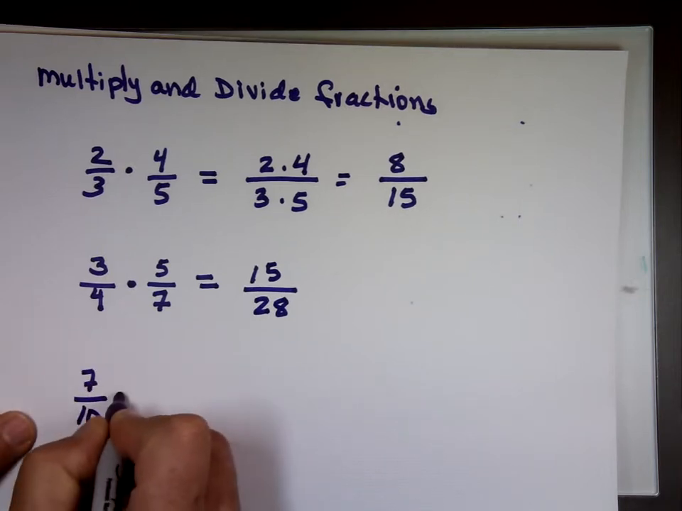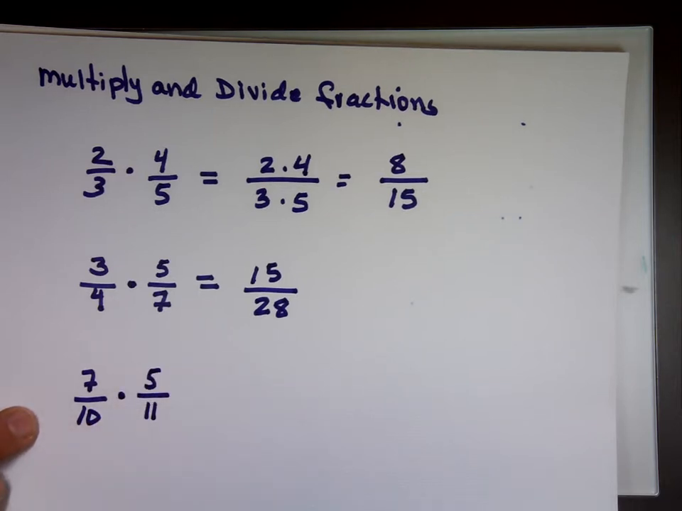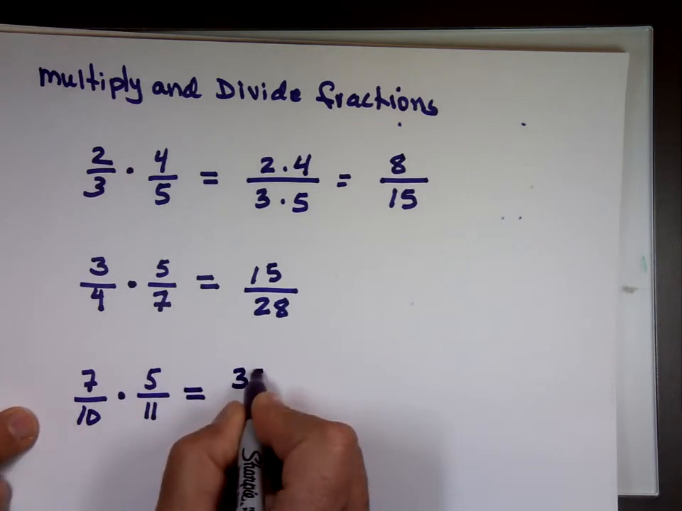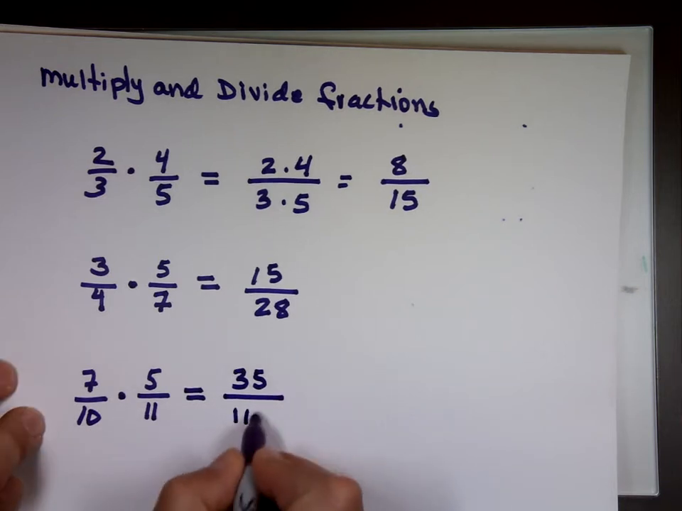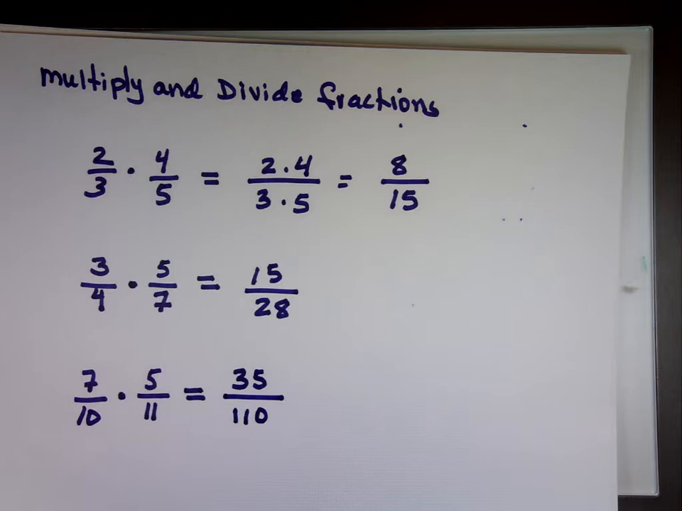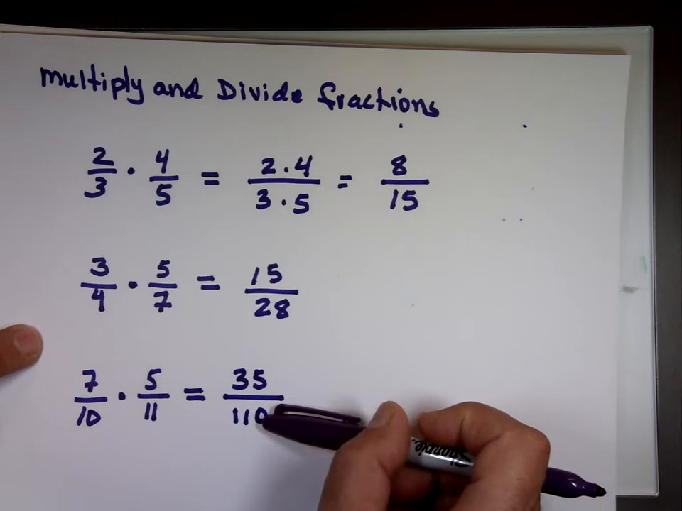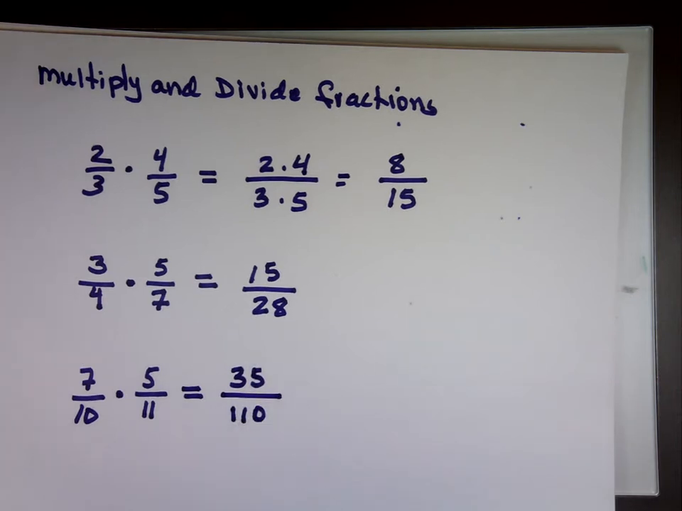7/10 times 5/11. 7 times 5, 35. 10 times 11, 110. So to simplify, we still divide? Yep. To simplify this, I notice both of these numbers, you can divide them by 5. How do you know? The number is divisible by 5 if the last digit is 5 or 0. I got a 5, I got a 0. That means both of these numbers you can divide by 5.